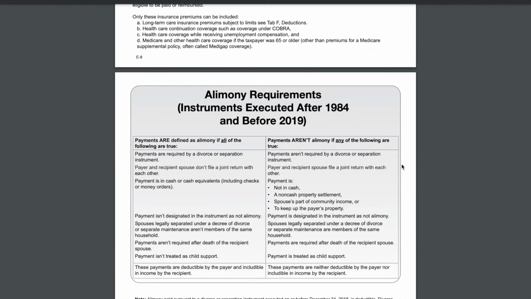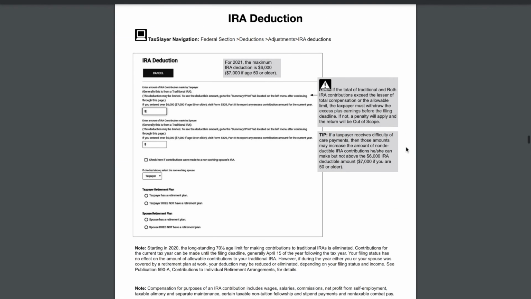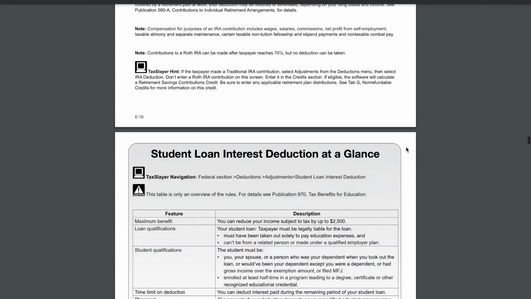So now we're looking at the Alimony Requirements, and this is the pre-2019 executed divorce agreements, which we talked about in the lecture already, because again, those are treated differently, and this is going to help you determine if you in fact can deduct them as an adjustment to income. Here, this time about the IRA deduction, which we've talked about, and how you can actually enter that.